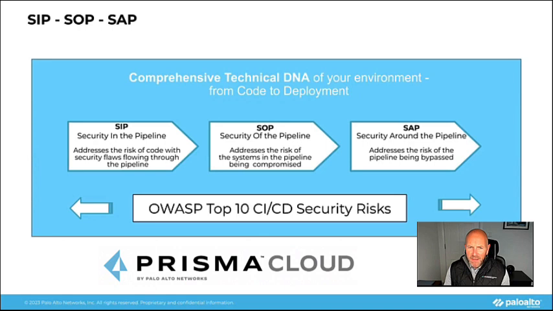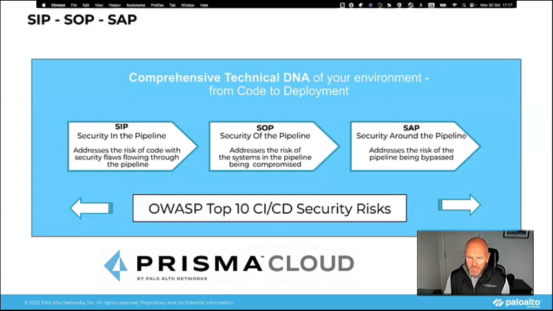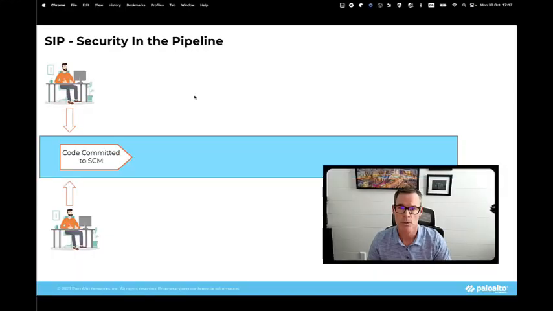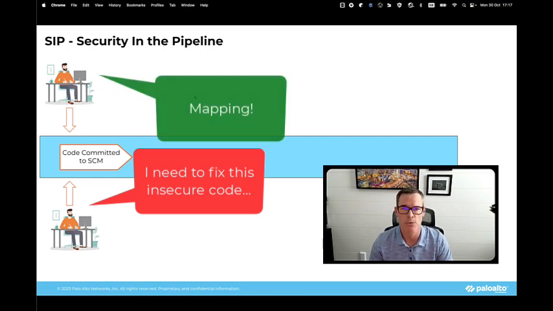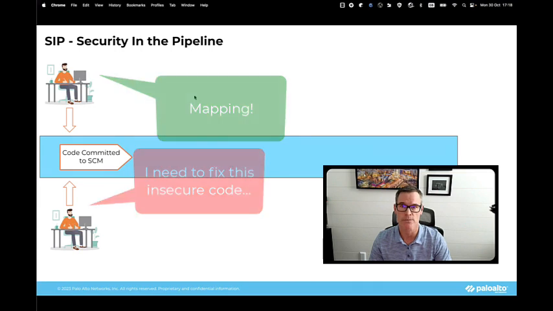Let's take a deeper dive into how Prisma Cloud addresses CI/CD security using the SIP, SOP, SOP methodology. So let's have a look at each one of these in detail. First, let's talk about SIP. With SIP, we're addressing insecure code as the first step in the CI/CD security journey. This requires mapping everywhere we store code and all the languages and frameworks we use. Mapping needs to be done continuously to account for the dynamic nature of the engineering ecosystem.